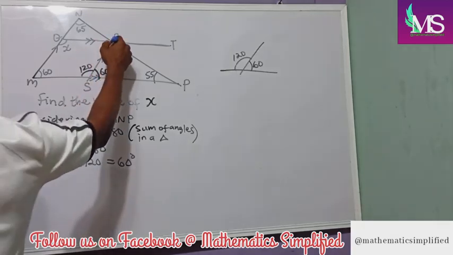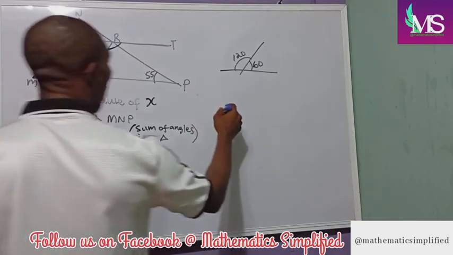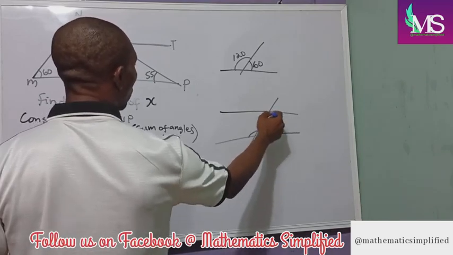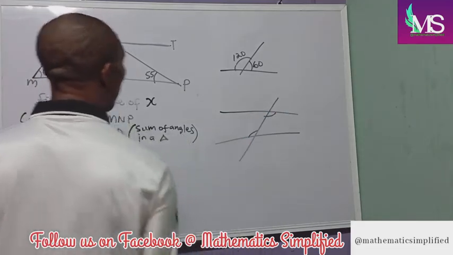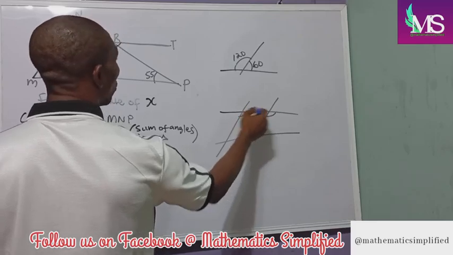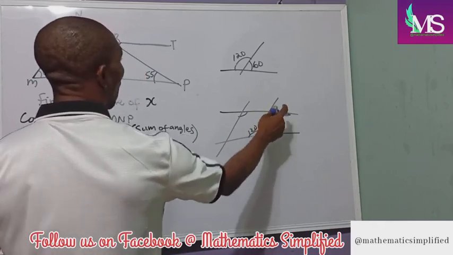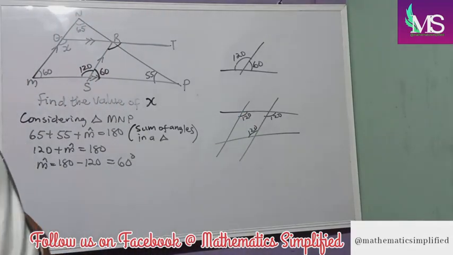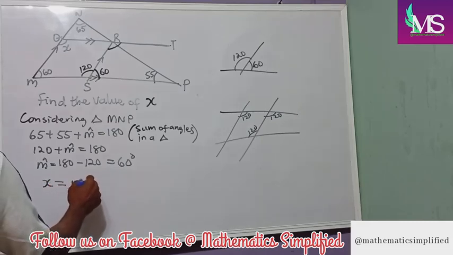Bearing in mind that that angle is 60 degrees, we can now find this other part. This angle here will be alternate to this, since a transversal that cuts across two parallel lines makes this angle equal to this angle. They are referred to as alternate angles. So this angle is alternate to this, and this angle is corresponding to this. So if this is 120, this is 120, and if this is 120, this also will be 120. So that brings us to the value of x. Our x will be equal to 120 degrees.